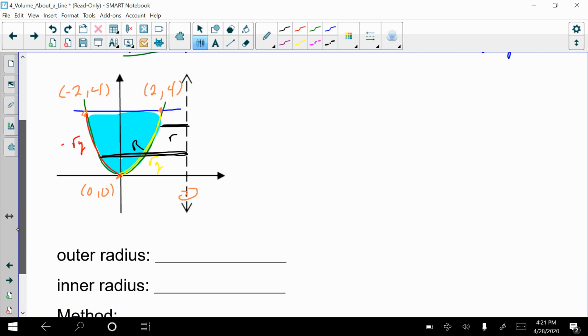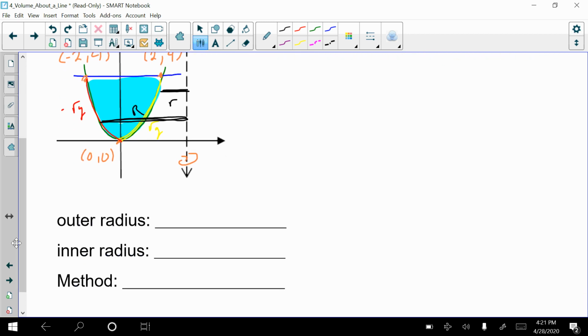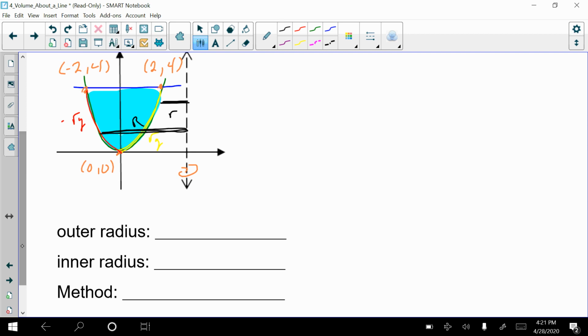So what are those lengths going to be? Well, the outer radius is going to be the difference of the line of rotation and the boundary that it intersects. In this case, I'm going to say 3 minus negative radical y, which would give us 3 plus radical y.